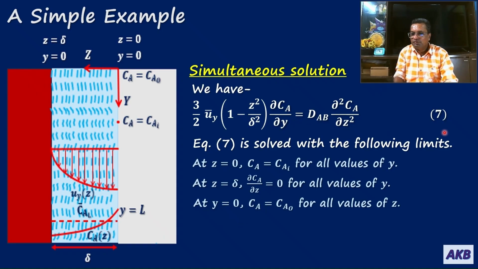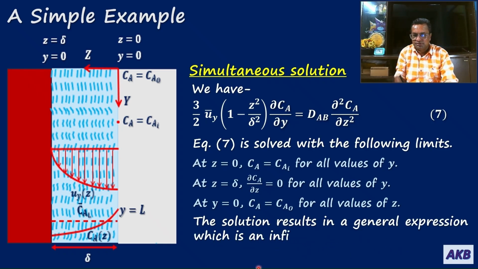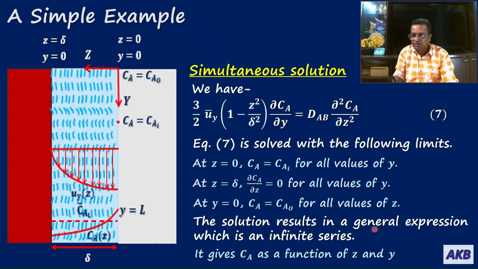So if you solve equation number 7 with these boundary conditions, the solution will give us a general expression which is an infinite series. And what is the peculiarity of this infinite series? This infinite series, or this general expression, gives Ca as a function of z and y. So the equation will tell you how Ca is changing with z and y.